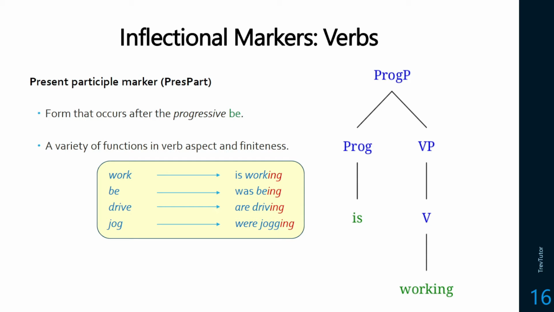The present participle is another marker that appears on verbs that occur after progressive be. Before, we showed this little thing in the advanced where we had ing attaching to the progressive and then moving down. This is just what that ing is. That ing marker is what's called the present participle, and it indicates progressive aspect.